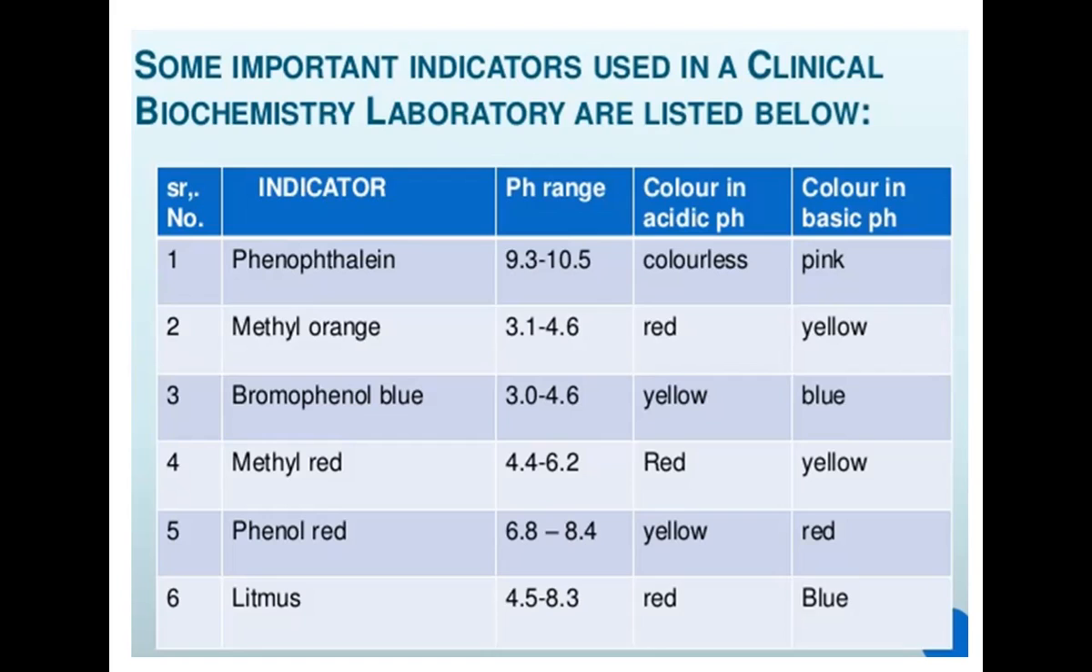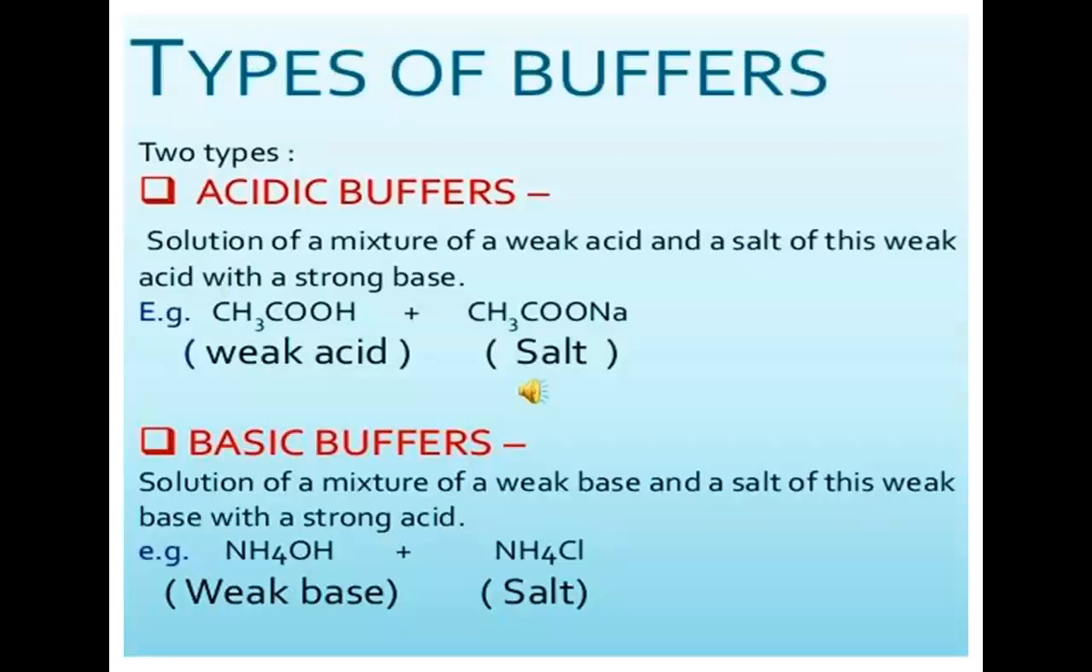Few others are there, that is methyl red, phenol red, and litmus. We know the litmus paper already. We carried out this experiment in our 12th class. The pH range of the litmus paper is 4.5 to 8.3. The color in acidic pH is red, and when it goes to the basic solution, it shows blue color.